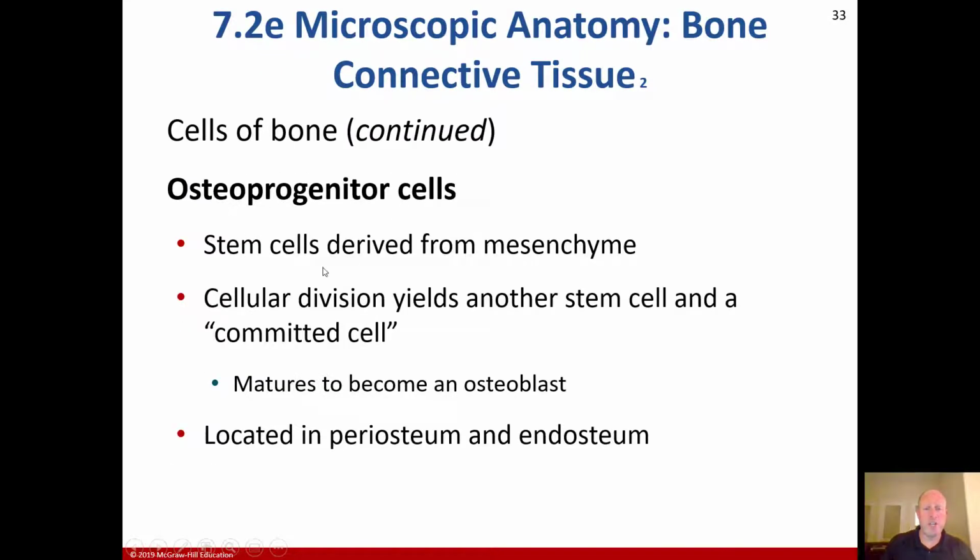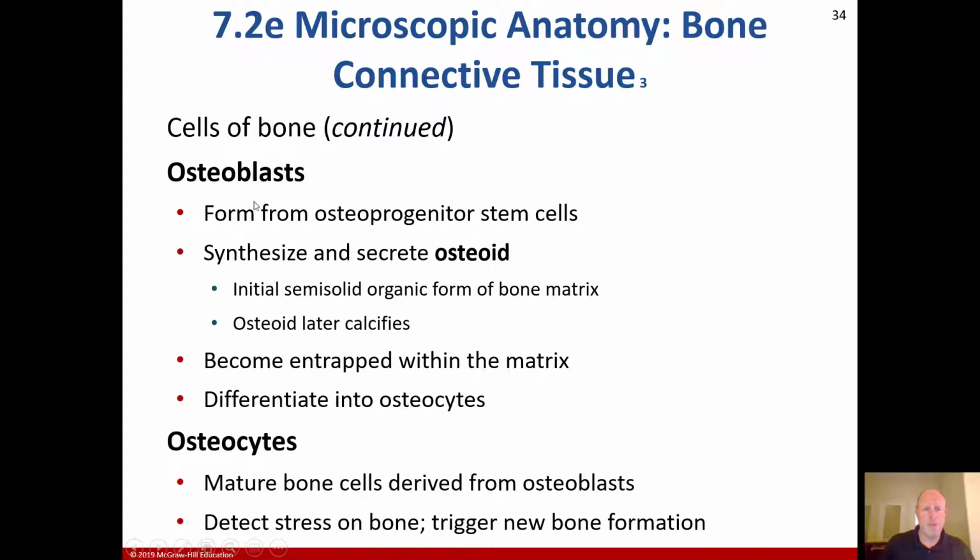Osteoprogenitor cells are the stem cells derived from the mesenchyme. Cellular division yields another stem cell and a committed cell, and that committed cell matures to become an osteoblast. So the osteoprogenitor cell divides, and you end up with another osteoprogenitor cell and, of course, an osteoblast, located in the periosteum and the endosteum. Osteoblasts synthesize and secrete osteoid, the initial semi-solid organic form of the bone matrix. The osteoid later calcifies and becomes part of the bone. Osteoblasts become entrapped within the matrix and differentiate into mature osteocytes.